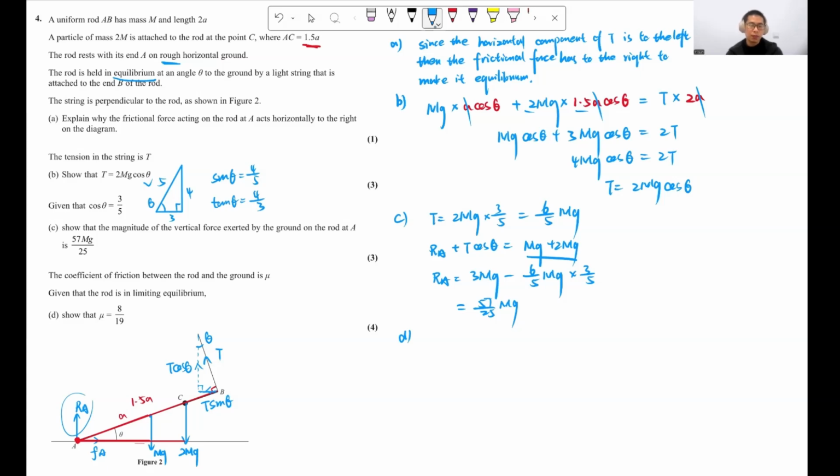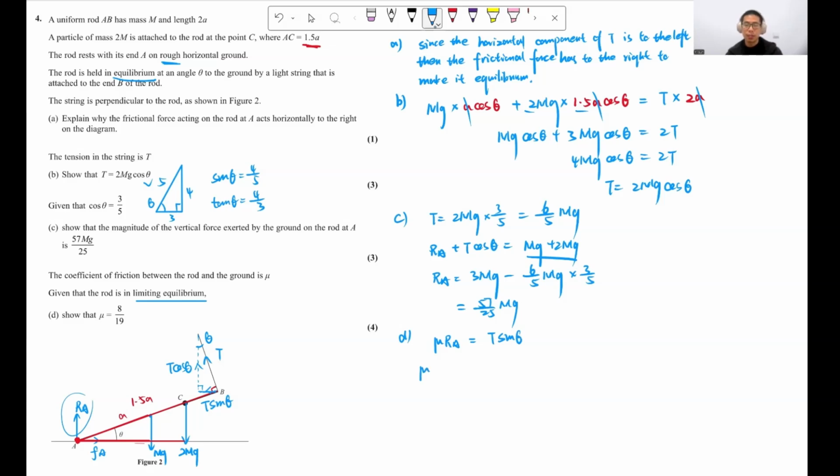And then for part D, the coefficient of friction between the rod and the ground is mu. And then given that the rod is in limiting equilibrium, so if it's in limiting equilibrium, the friction is equal to mu R. And then it's at point A, so it has to be mu RA. So friction is to the right-hand side. That will be equal to the force to the left-hand side. So that's equal to T sin theta.